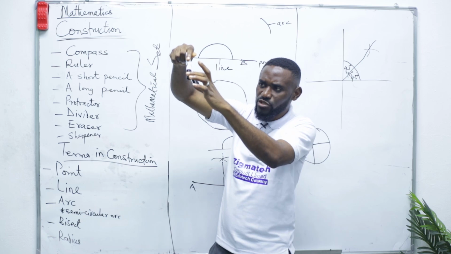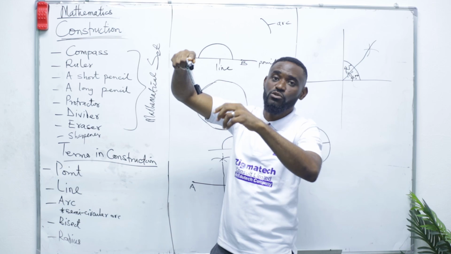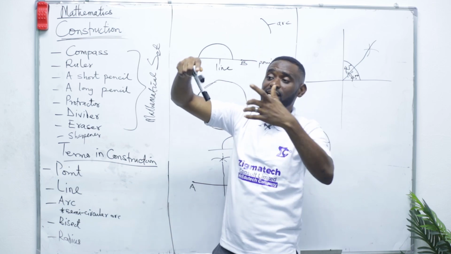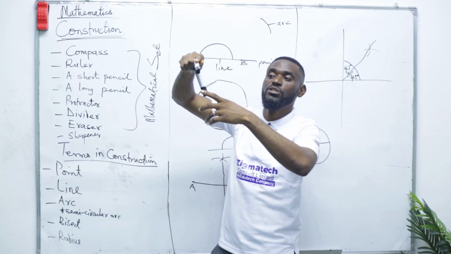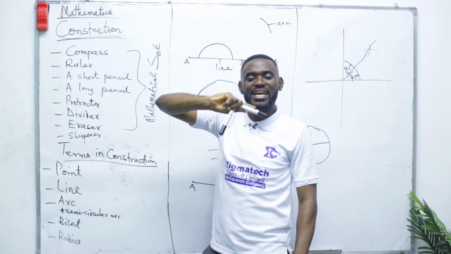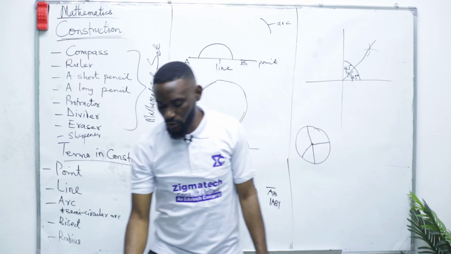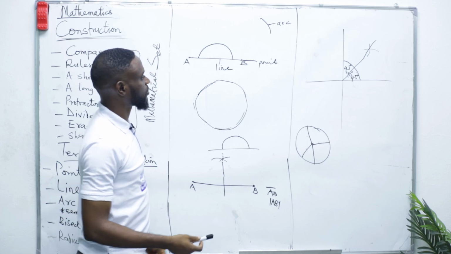If you open it down to this point, this becomes your radius. If you open it like this, it becomes a radius. So when we start the construction, you will always hear, take a radius of your choice that is convenient for you, so that once you draw, you won't make any mistake in making your stroking. Okay? All right, so that is what radius is.